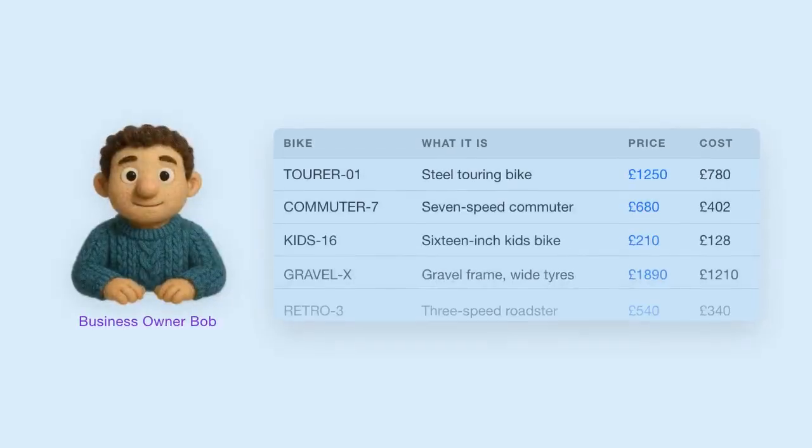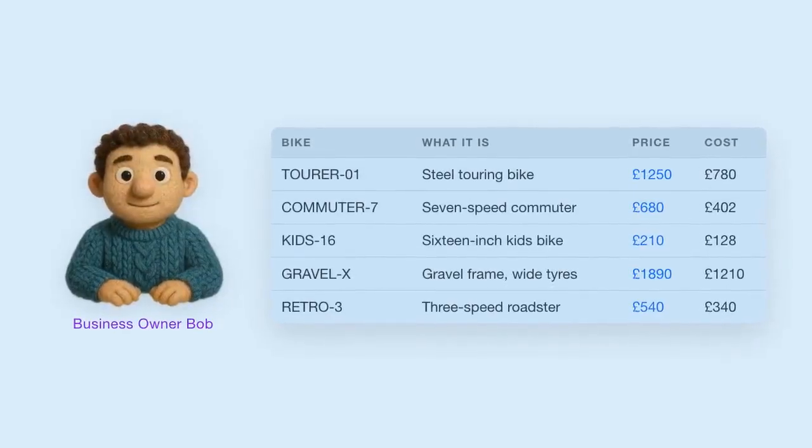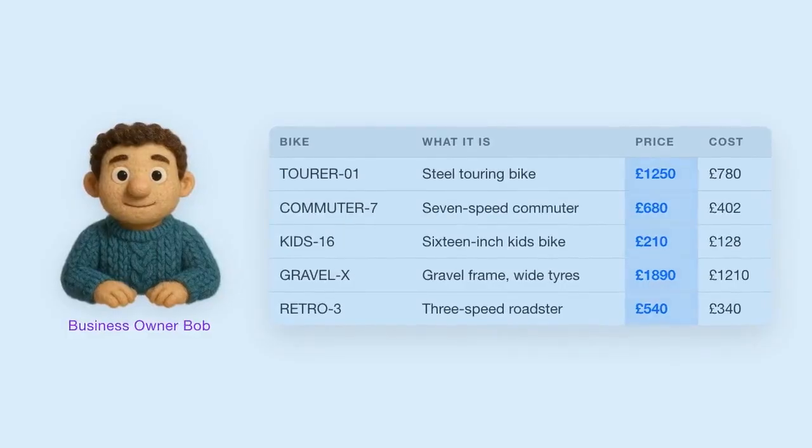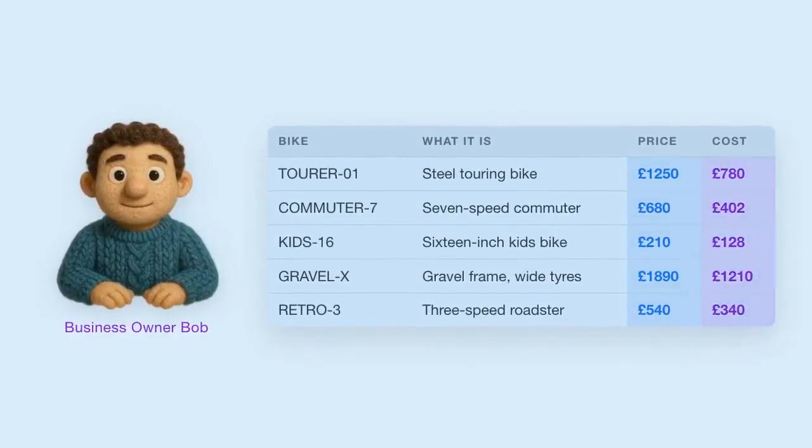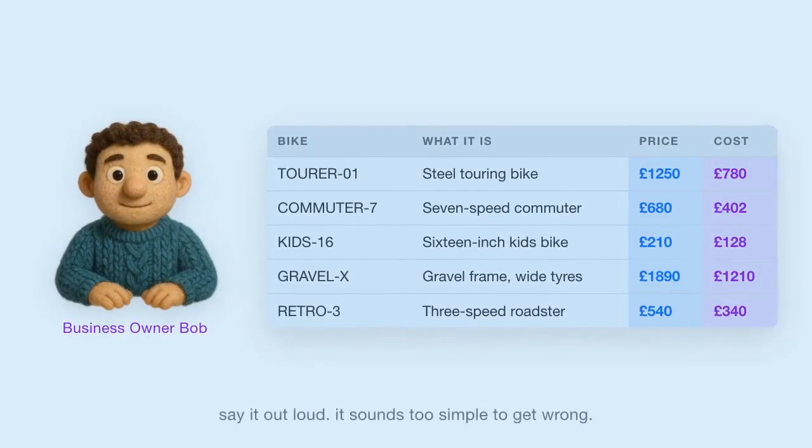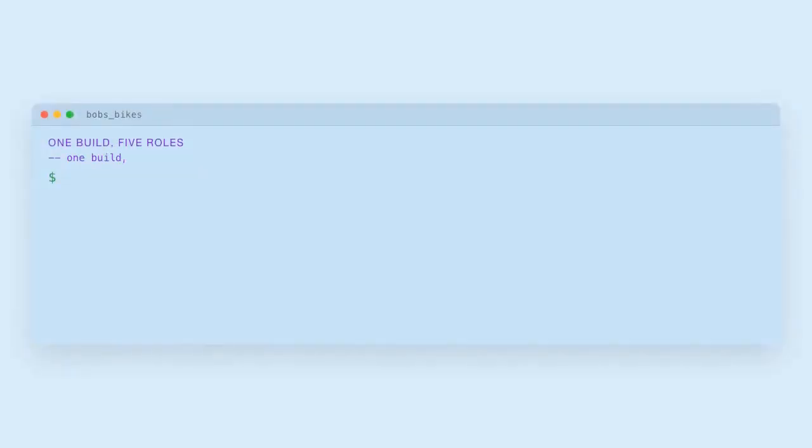But some secrets do not live in whole rows. Bob's product list has one more column, what he paid. Shoppers should see prices. Only Bob should see costs. For that, the build goes further.